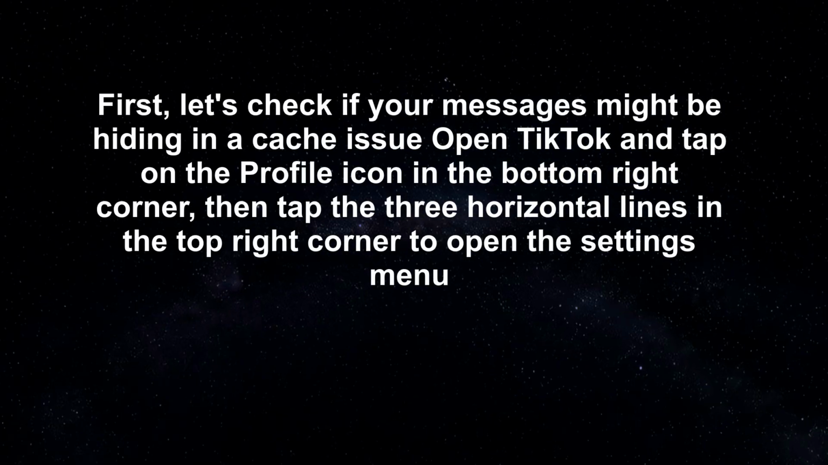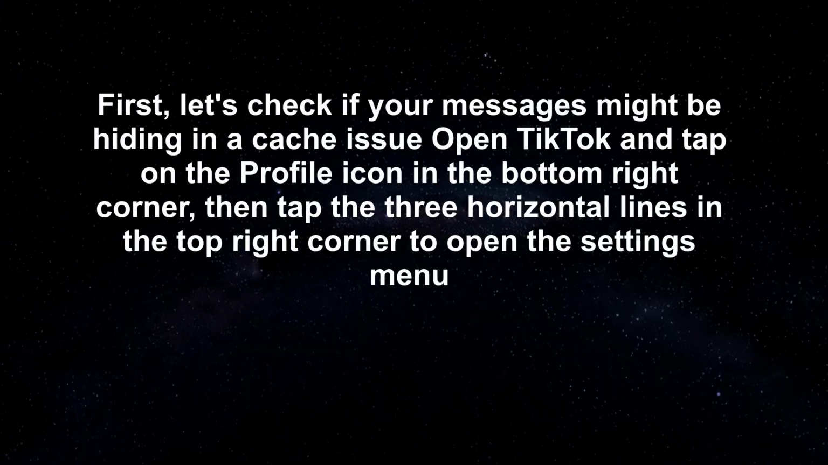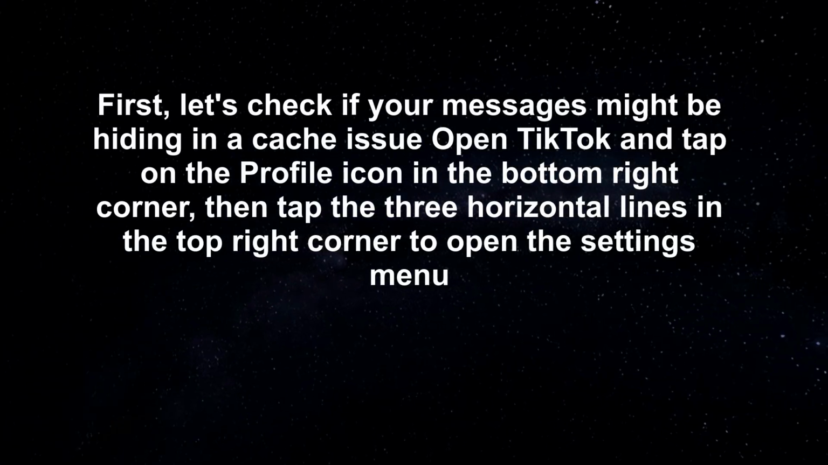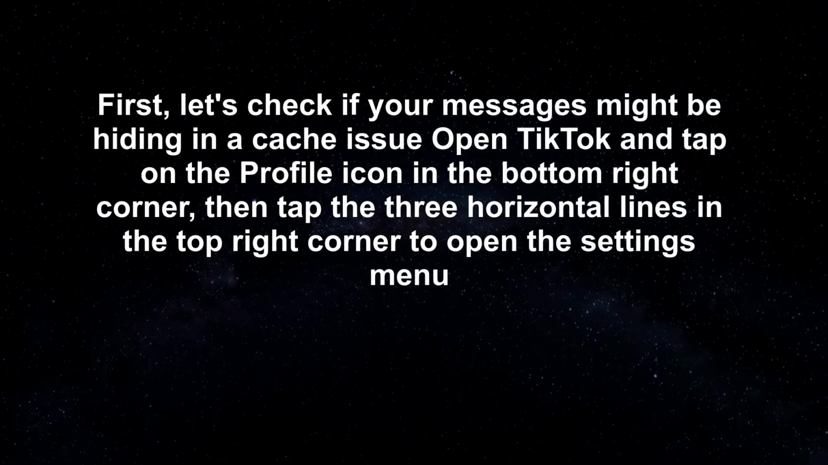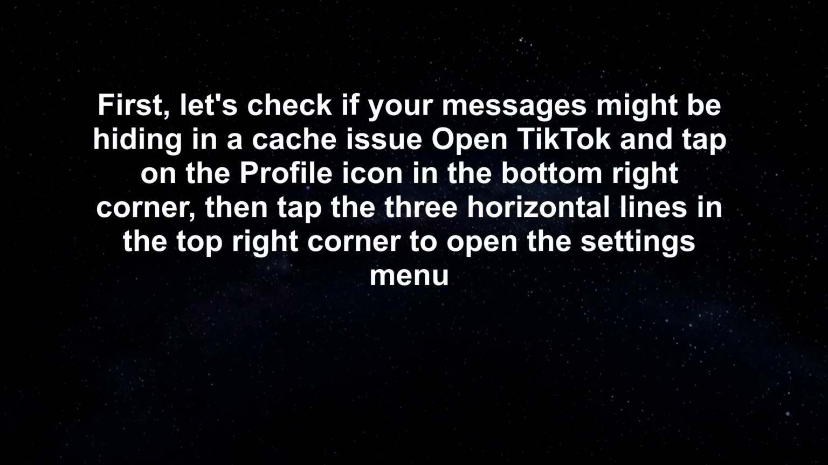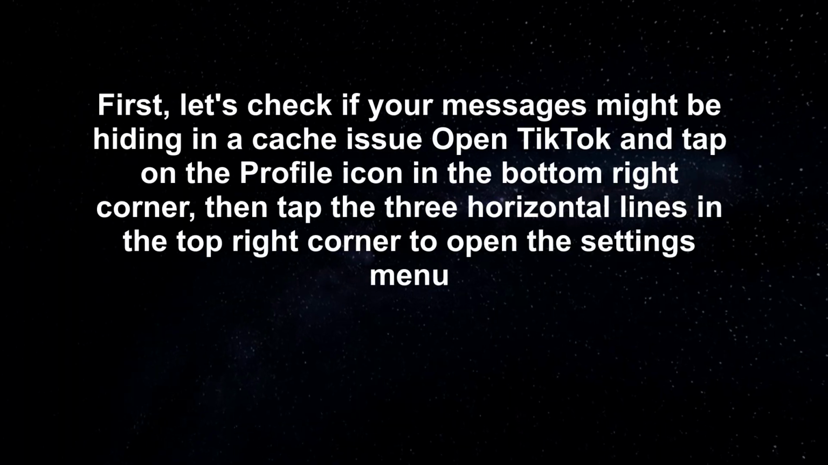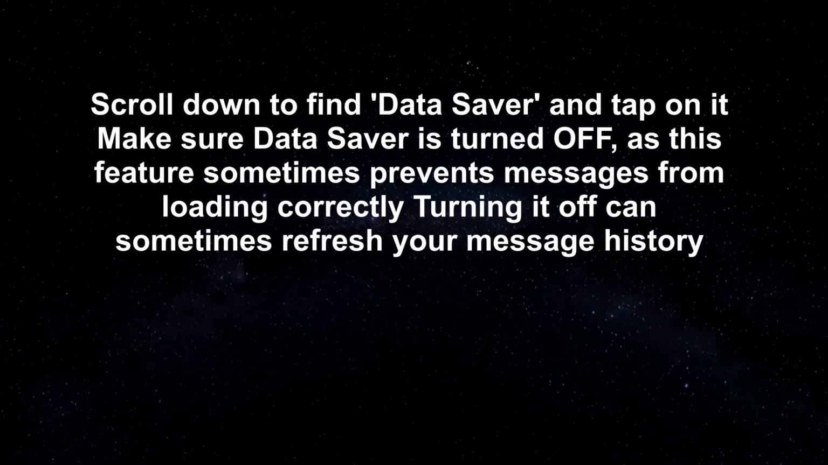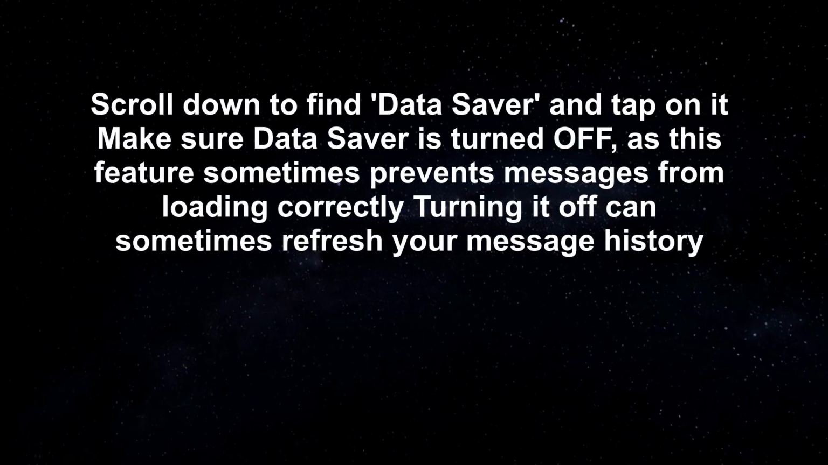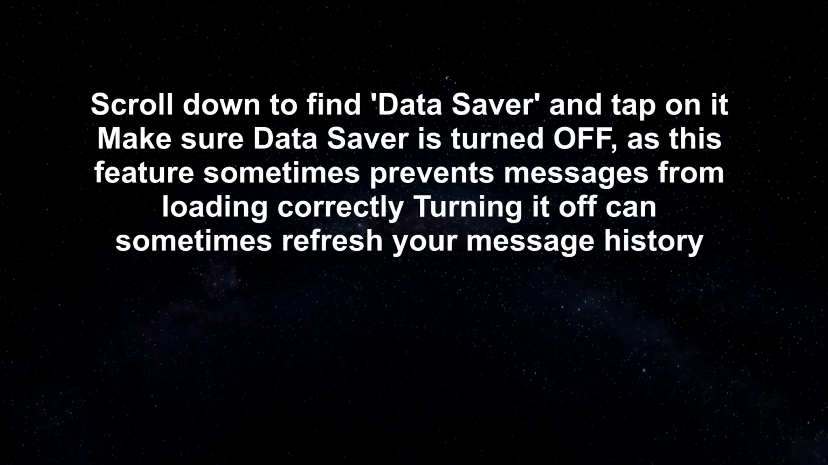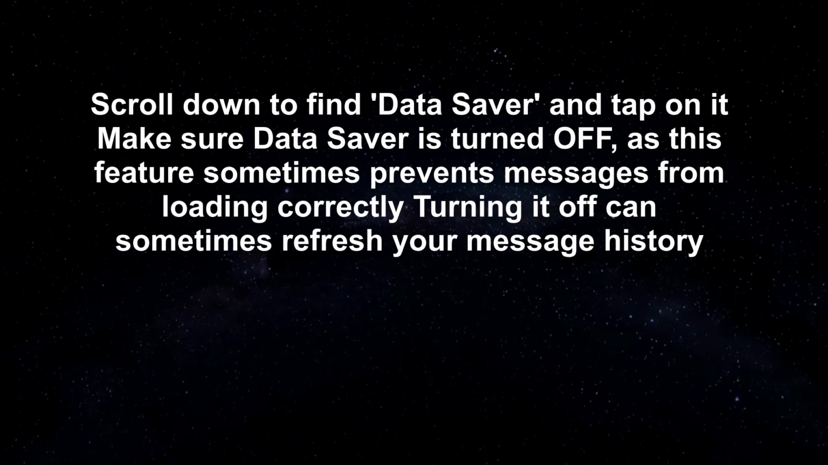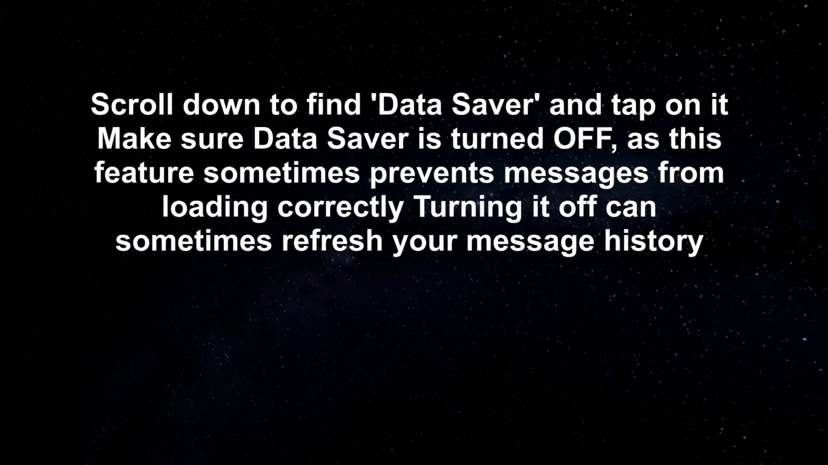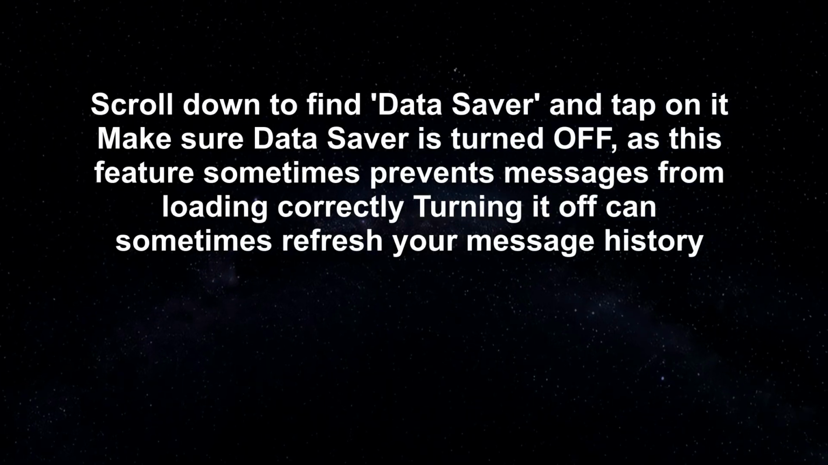First, let's check if your messages might be hiding in a cache issue. Open TikTok and tap on the profile icon in the bottom right corner. Then tap the three horizontal lines in the top right corner to open the settings menu. Scroll down to find Data Saver and tap on it. Make sure Data Saver is turned off, as this feature sometimes prevents messages from loading correctly. Turning it off can sometimes refresh your message history.